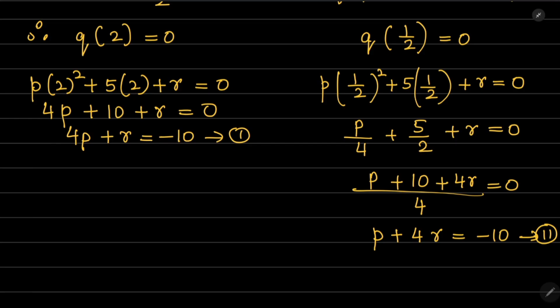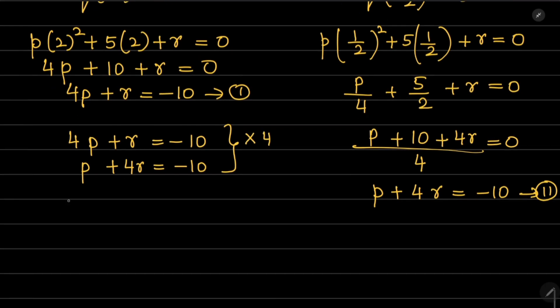Now let us solve 1 and 2. First equation, I'm rewriting it again: 4P plus R equal to minus 10. Second one is P plus 4R equal to minus 10. Again, let me multiply this with say 4. So what do I get? 16P plus 4R equal to minus 40. I have P plus 4R equal to minus 10.